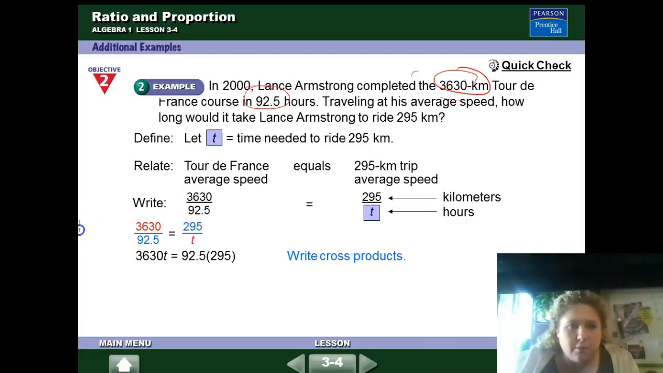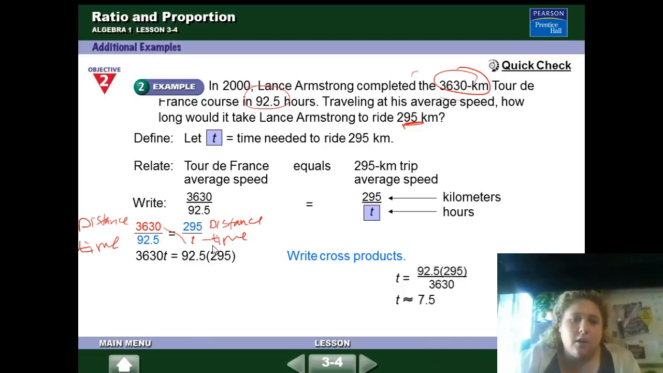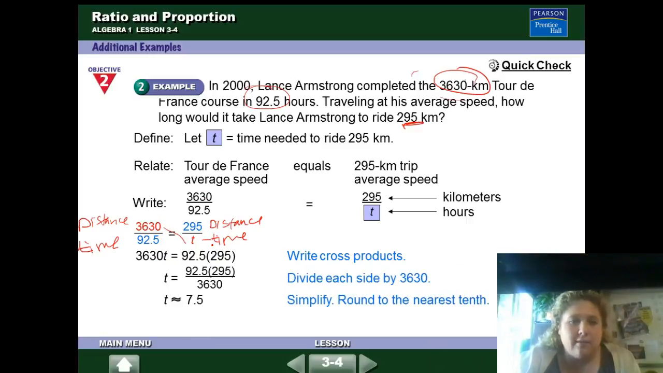the total distance would be here on top. Distance. And how much time is going to be here on the bottom. And this is representing the time we're trying to figure out, because we're trying to figure out how long it would take him to ride 295. So as you can see here, cross multiply: 3630 times t gives you this. And then on the other side of the equal sign is 92.5 times 295. So cross multiply and then divide, because obviously I'm trying to get t by itself. So I'm going to divide by 3630. Whatever you do to one side, you need to do to the other, and you can see that done here.